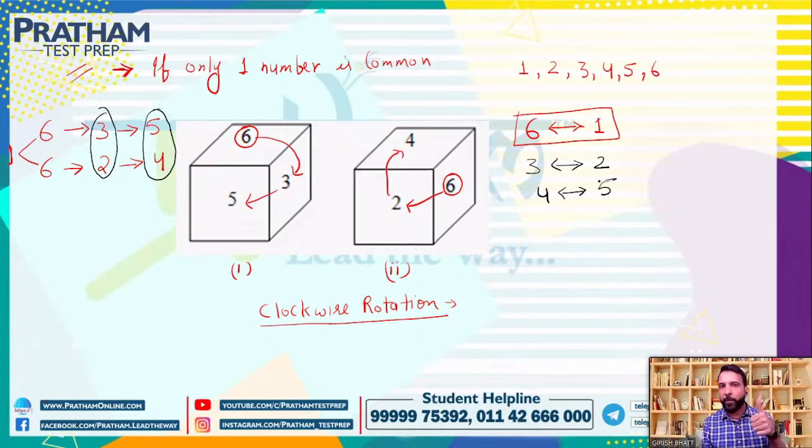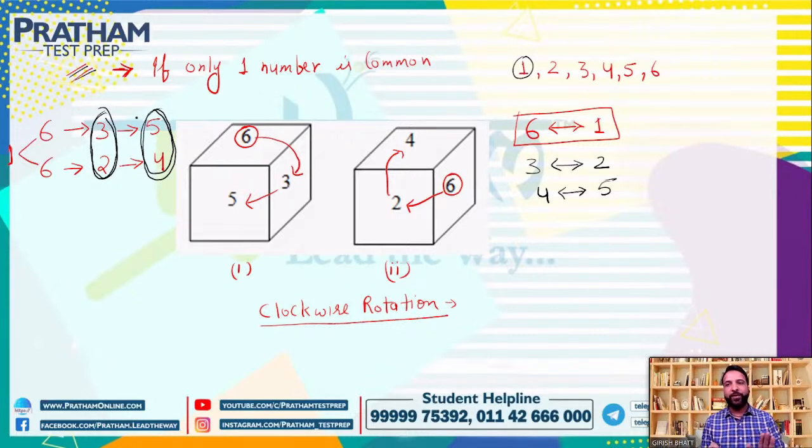The very first step is to pick the common number, and this is the case if only or exactly one number is common. And here the common number is 6, right? The opposite of the common number is the number that is not visible, and here the number not visible is 1. So 1 is opposite to 6. Then from the common number, start a clockwise rotation. From 6, we have 3, then 5. Similarly, from 6, we have 2, then 4. These 3 and 2 are opposite. 5 and 4 are opposite, right? Clear? Yes, please confirm if this is clear to everyone.